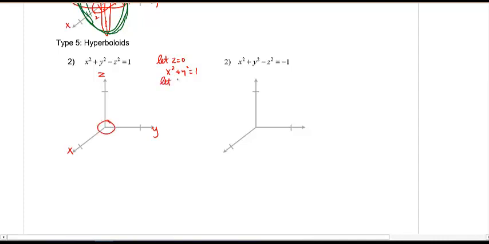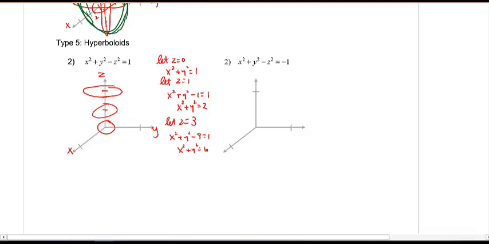I can now do the same thing with z equals 1. In this case, x squared plus y squared minus 1 equals 1, or x squared plus y squared equals 2. So at z equals 1, let's pretend that's here, we have another circle a little bit wider. Then I can do the same thing at z equals, let's say, 3. x squared plus y squared minus 9 equals 1, that's x squared plus y squared equals 10. So at z equals 3, let's see, 0, 1, 2, 3, again, another circle like this.